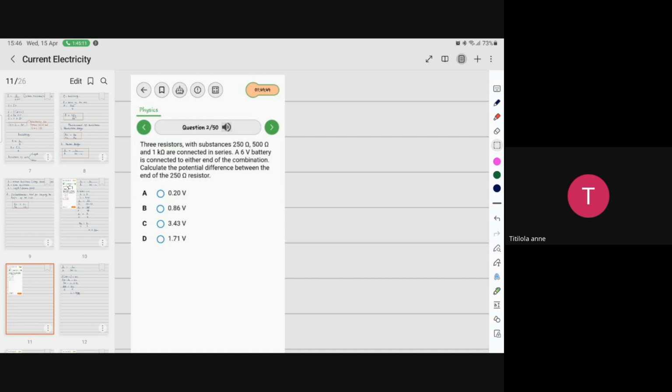Another person supporting B. Meso said B, all right? Three resistors, two of these are connected in series. A 6V battery is connected to either end of the combination. Calculate the potential difference between the ends of the 250 resistor. Now, can someone unmute and tell us what you did? Very fast, please.